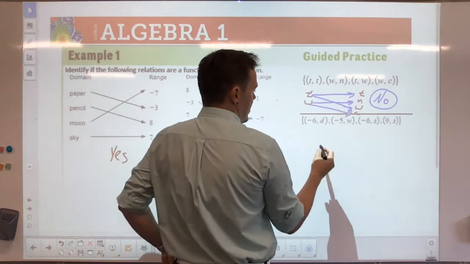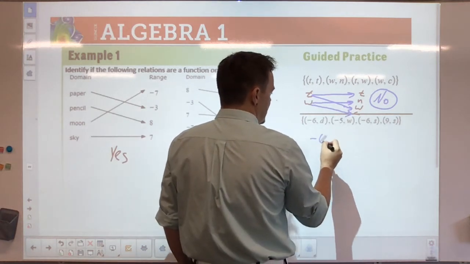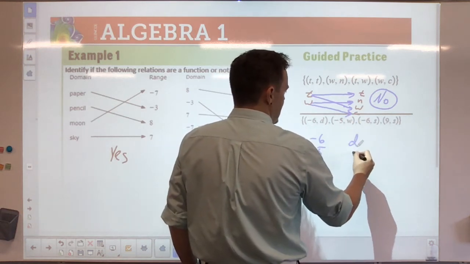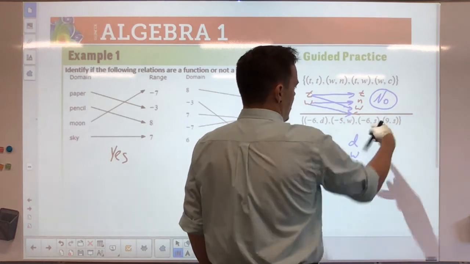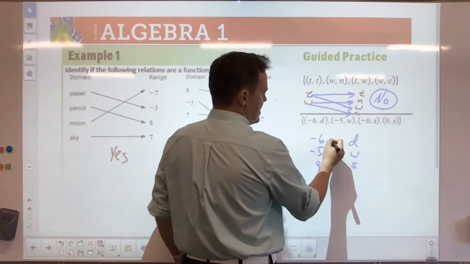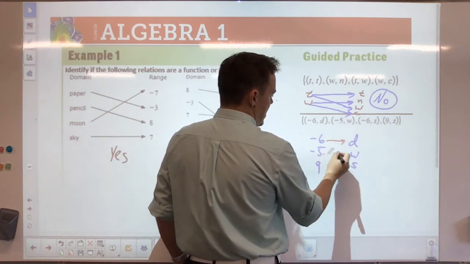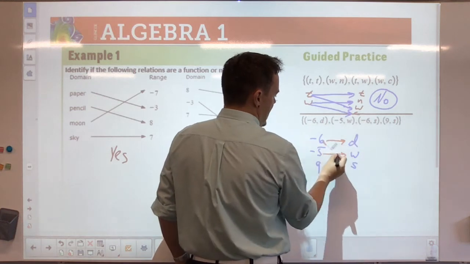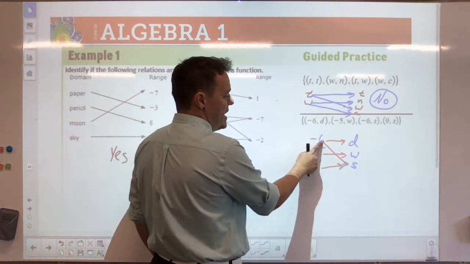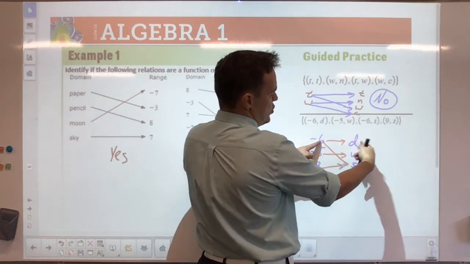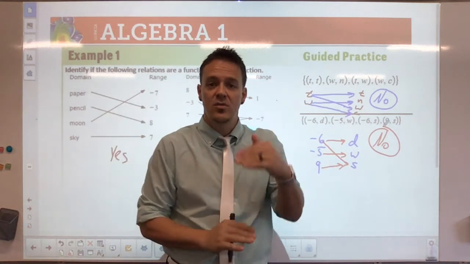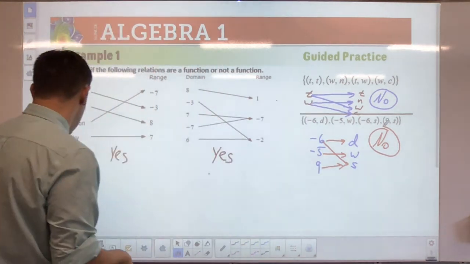All right, this is the same thing, okay? So if you're going out this, you'd have a -6, -5, and a 9. And then to plot this out visually, it'd be D, W, S, right? Because you don't only write it down once. Now you would draw the lines for each one. So -6 is to D, all right? -5 is to W, -6 is to S, and then 9 is to S. Once again, one domain, how many ranges does it have? It has 2, so this is a no as well. All right, same thing. If you were to draw this out, you get 2 dots above each other. So make sure you guys understand that concept.